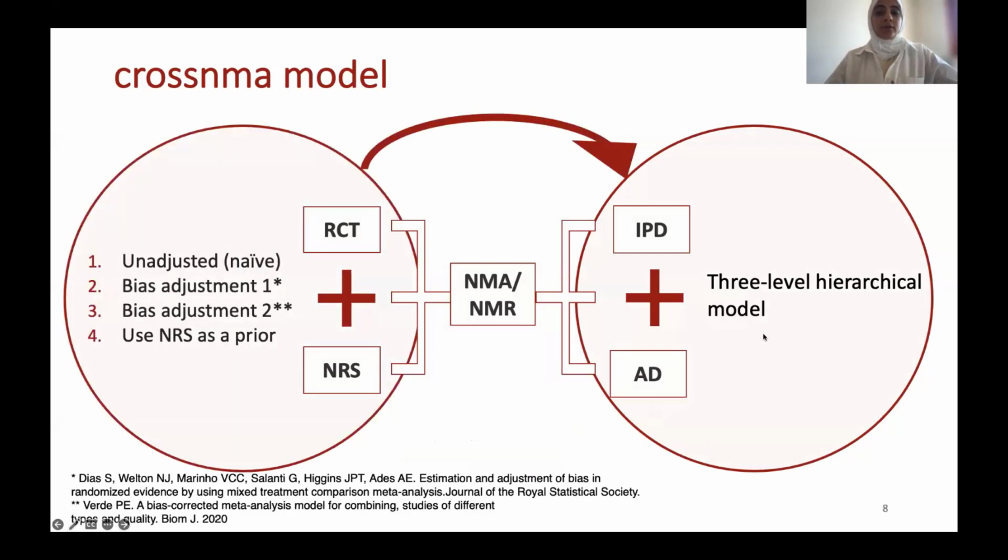Then we integrate into this 3-level hierarchical model 4 different approaches to combine RCT and NRS: the naive model that treats RCT and NRS equally without considering any differences between them. And then the bias adjustment models 1 and 2 that account for study bias not only in non-randomized studies, but also in randomized clinical trials. And finally, we add the model that runs the analysis for RCT data using priors that are constructed from the analysis with only NRS data.